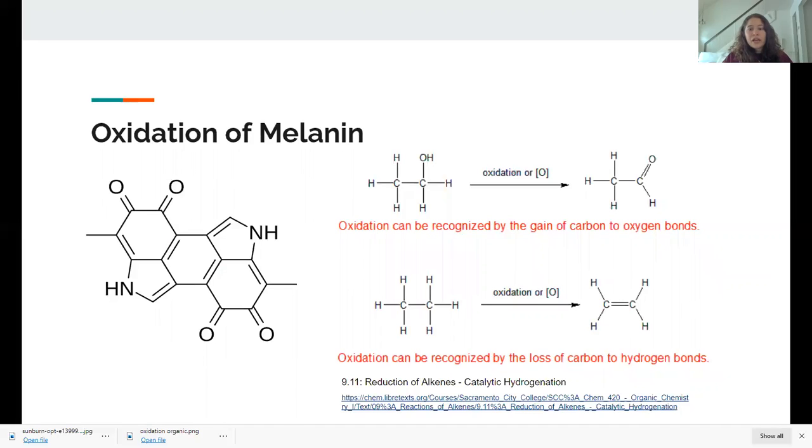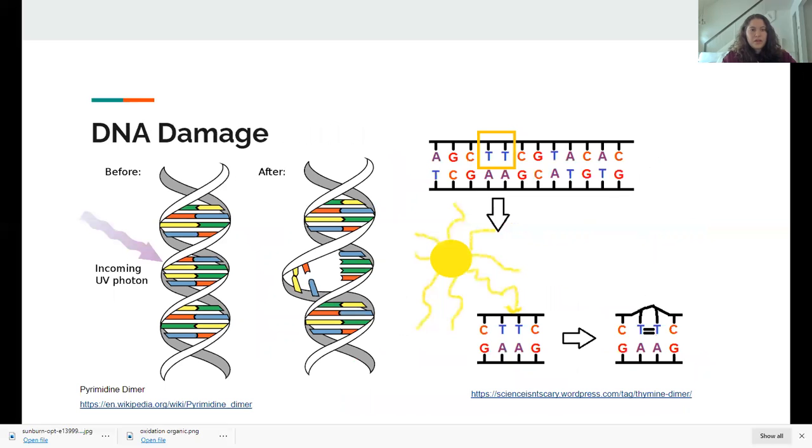Now this will react with oxygen or water and will create either new oxygen bonds, or the molecule is going to lose hydrogen bonds. And this will cause the melanin molecule to be oxidized, therefore causing a darker pigmentation. Now exactly where the molecule gets oxidized, it's still not known, but we know that it gets oxidized and the pigment gets darker. There can also be DNA damage if too much UV radiation is absorbed.